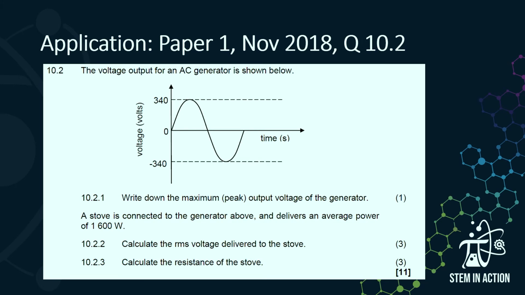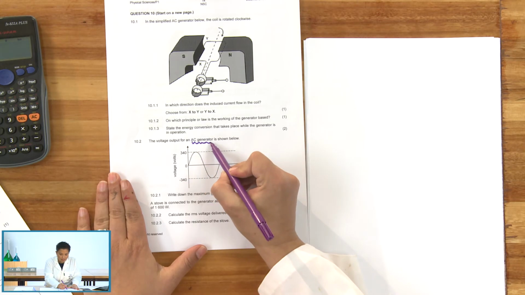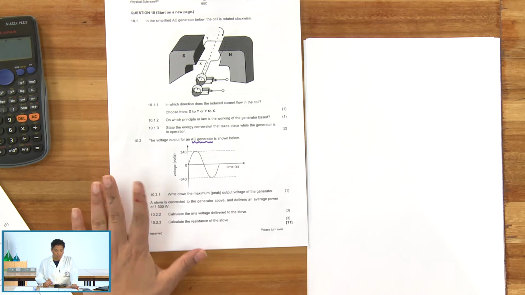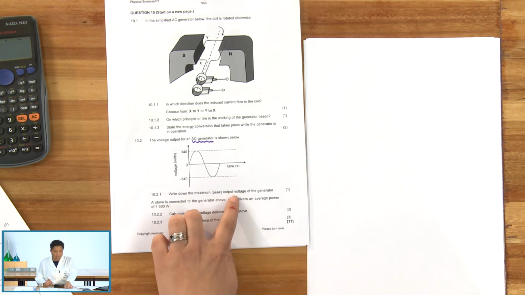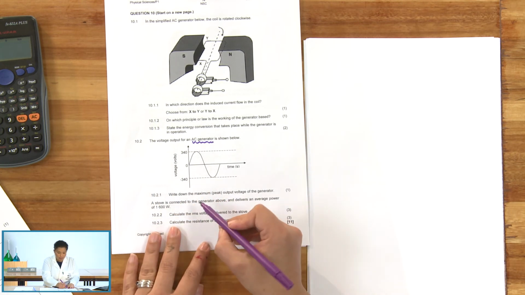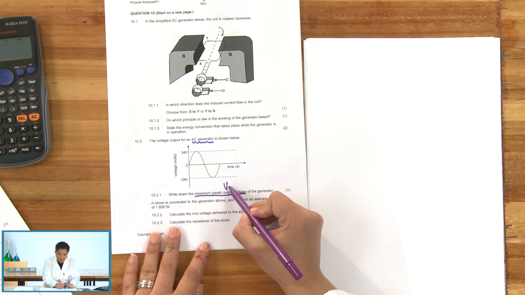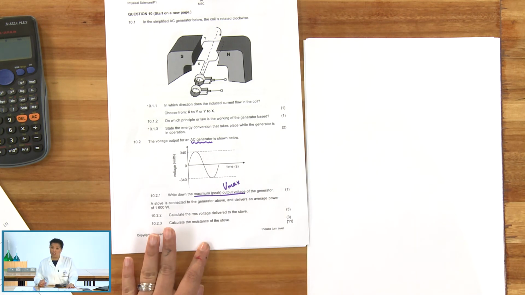All right, grade 12s. Let's try another application question. This time it's coming from paper 1, November 2018, and we will be considering question 10.2. So let's go and have a read. The voltage output of an AC generator is shown below. Write down the maximum output voltage, or in other words, Vmax, for this generator.